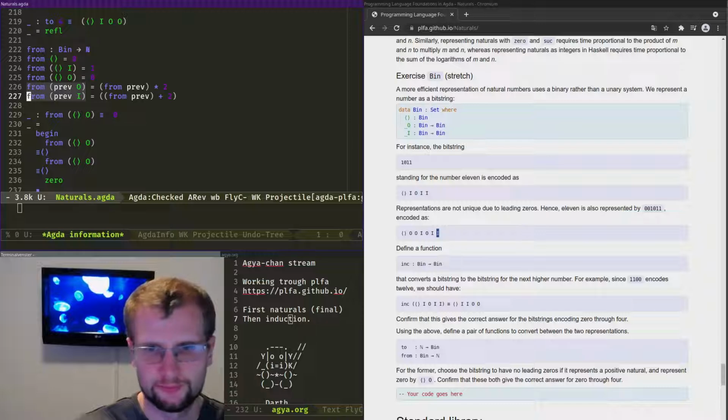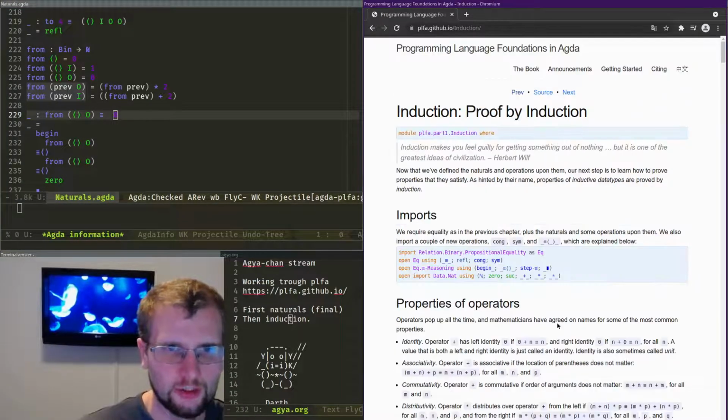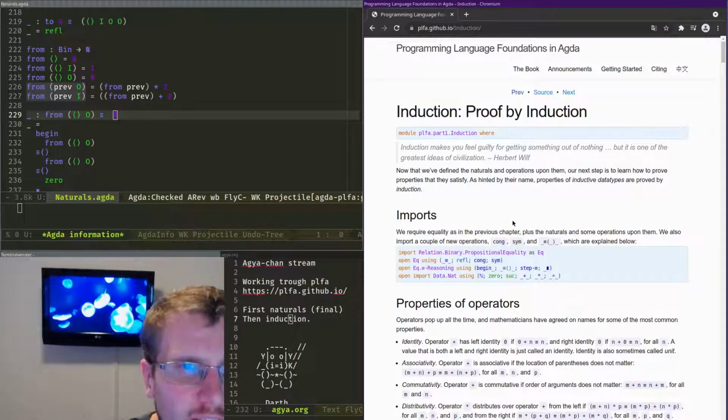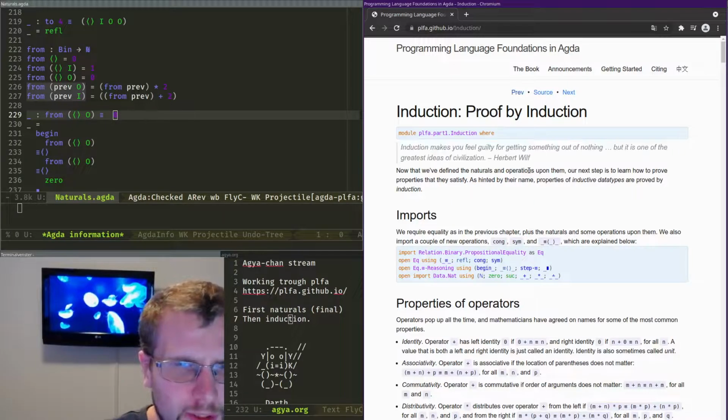Okay. Next chapter. Induction. Proof by what? Induction. Proof by induction. That's a weird title. Induction makes you feel guilty for getting something out of nothing. But it is one of the greatest ideas of civilization. Now that we've defined naturals and the operations upon them.